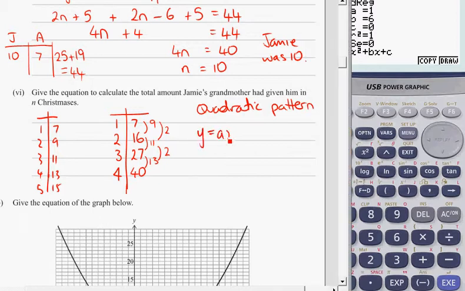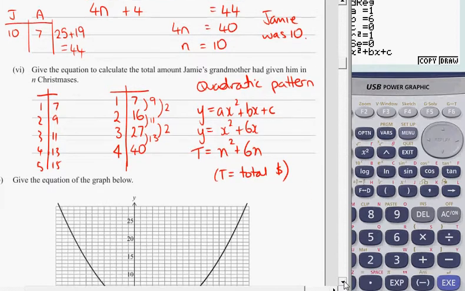Y equals ax squared plus bx plus c. I can see that a is 1, so that's 1x squared, we don't need to write the 1, plus 6x, and c is 0. And now we should change the lettering, so if we use t for total, instead of an x we'll use n for the number of Christmases. And t, we'll just let someone know t is the total.